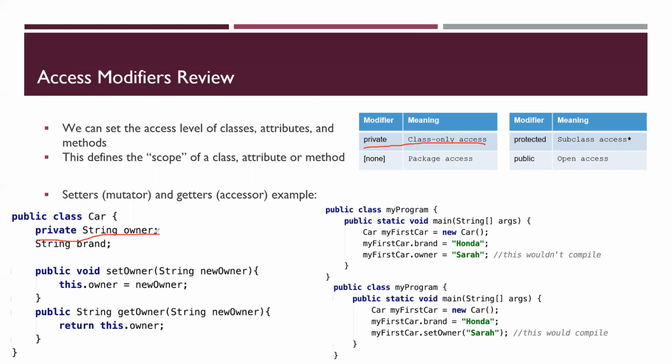So if I have a private string owner for a car, then that owner can only be accessed within this class. If I had another class, like my program, and I had my first car, I can't do myFirstCar.owner. This is not okay because it's private, right? But this is okay because brand is public. This should almost always be defined, so let's just call it public. That's perfectly okay because we can access it. So that's access modifiers.